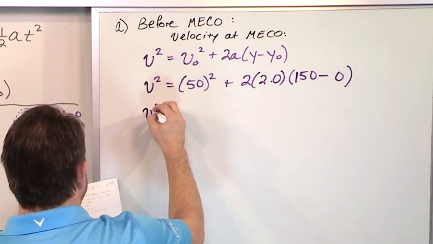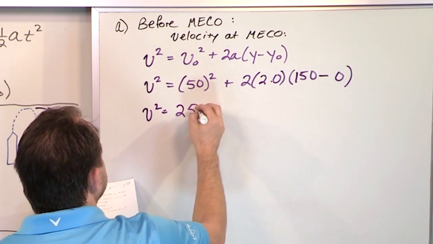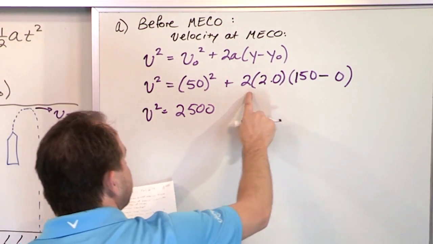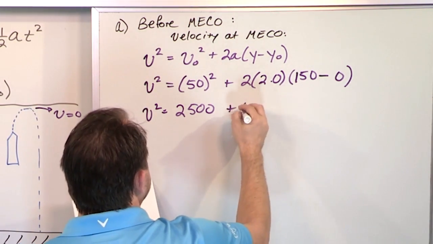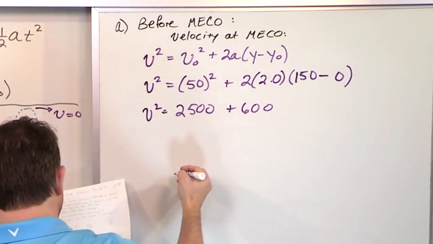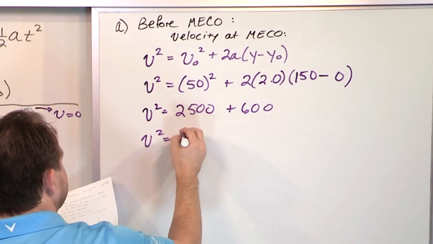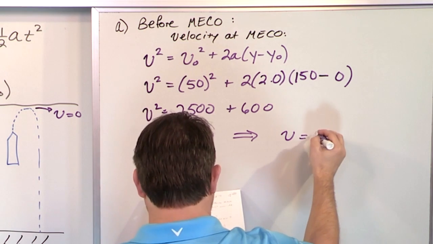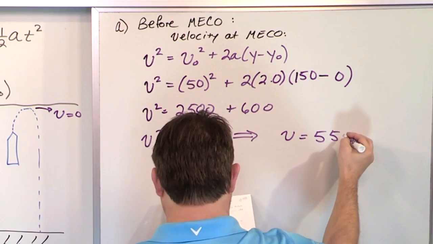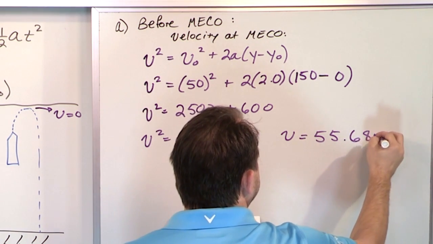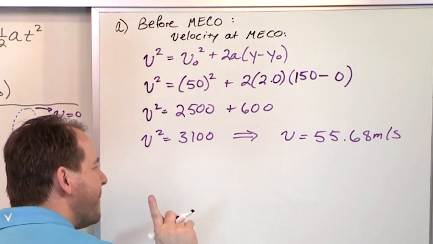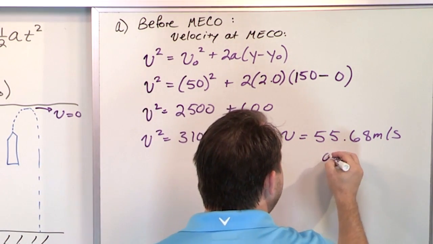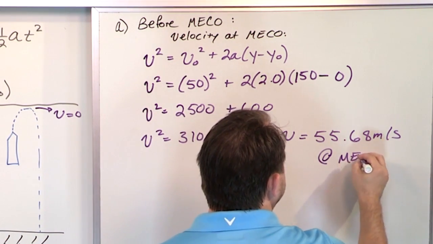So what you'll get is v squared is 2,500 when you square this term. When you multiply these things together, you'll get 600. And so what you're going to get is v squared is 3,100. And so v is equal to 55.68 meters per second. And just to remind myself, this is the velocity at Mako.